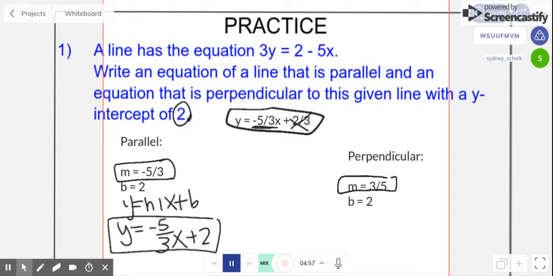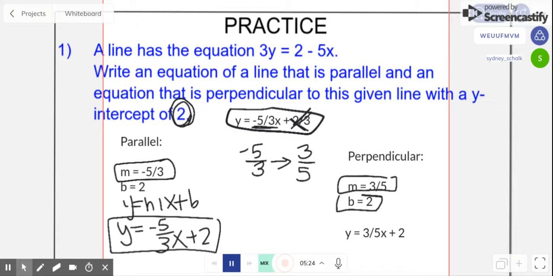We need to take the opposite reciprocal of -5/3. Opposite making it positive, flip the fraction to 3/5. So there's my slope. Once again, using that same y-intercept that it gave me for my parallel line, I have my b equaling 2. I still ignore that y-intercept that I have in my original equation. So when I plug this in, I get y equals 3/5 x plus 2. And that is my equation to my perpendicular line.